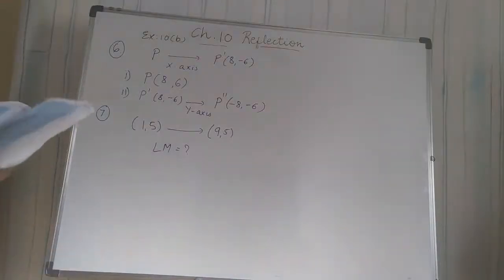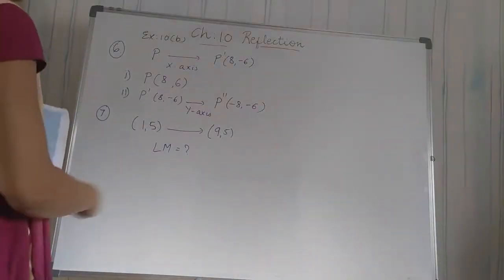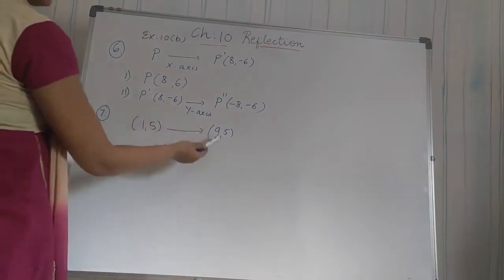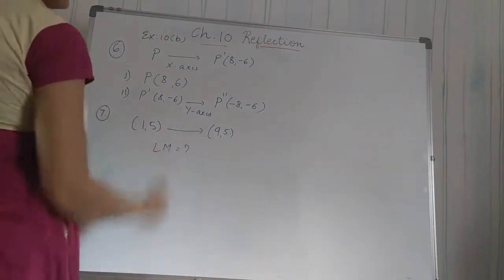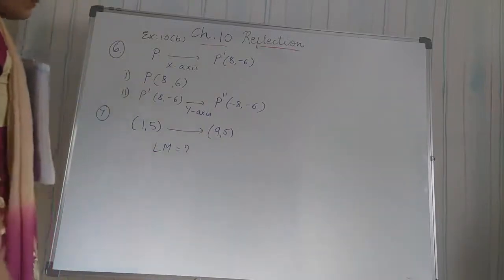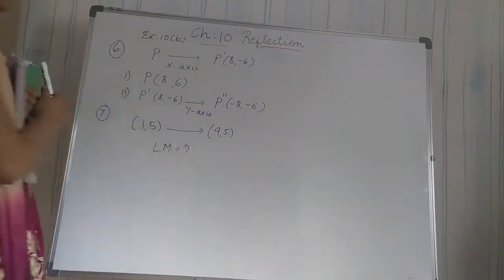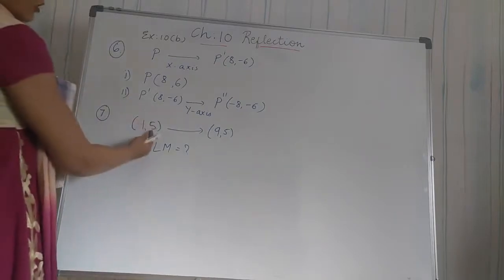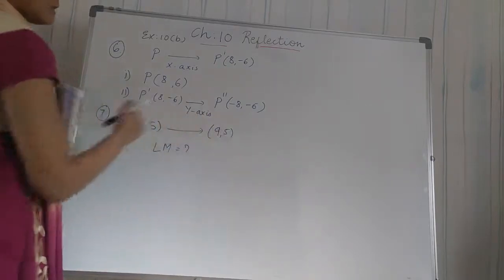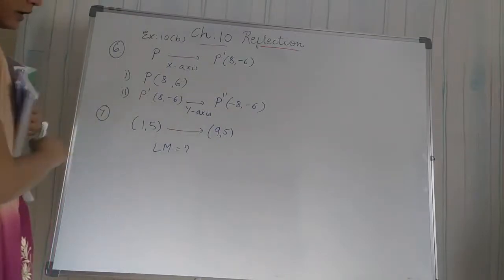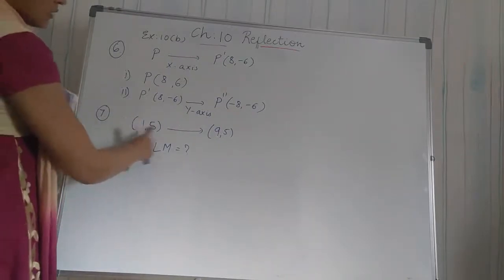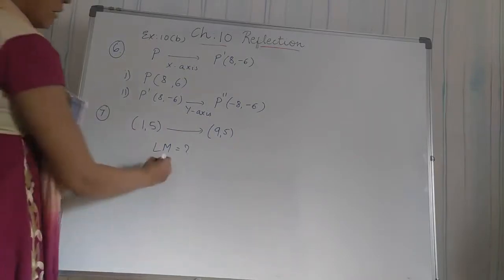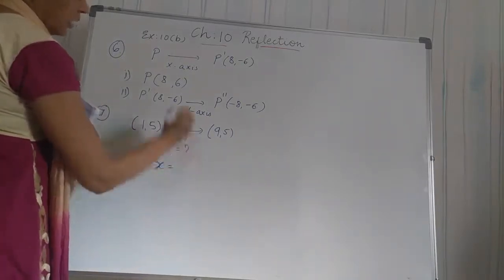Now student, in question number 7, as I told you, this (1, 5) point is reflected under line LM to get (9, 5) as the reflected point. We want the equation of the line LM. So now here student, you have to observe that the y coordinate remains as it is. There is no change in the y coordinate. Only the x coordinate changes from 1 to 9. It means our equation of line will be x equal to something only.